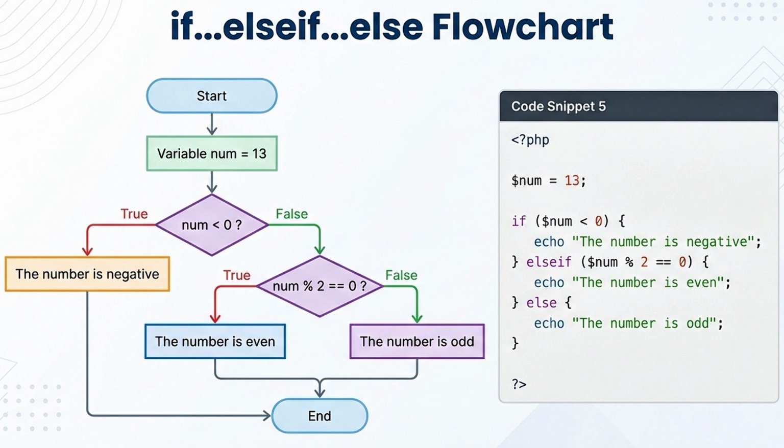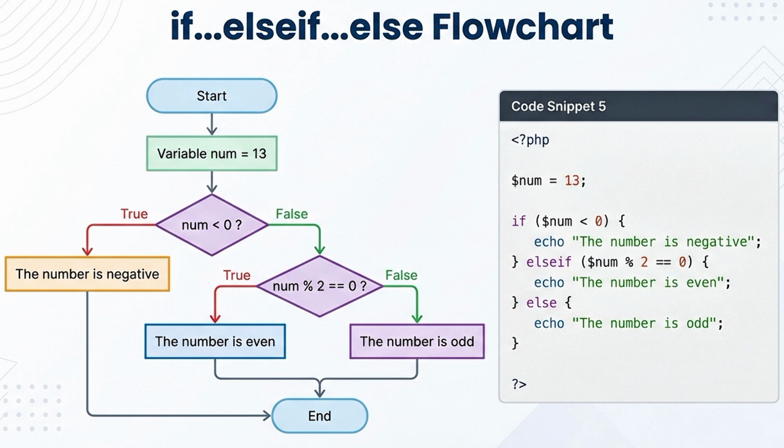The flowchart begins with a simple start point, and then we assign a value to our variable. In this example, the variable num is given the value 13. This value will be evaluated through a series of conditions. The first decision the program makes is shown in the diamond-shaped box labeled "num less than 0?" This means the program is asking, is the number less than 0? If the answer is yes, meaning the condition is true, the program immediately goes to the block that prints "the number is negative." But since 13 is not less than 0, this condition is false, so the program follows the path to the next decision point.